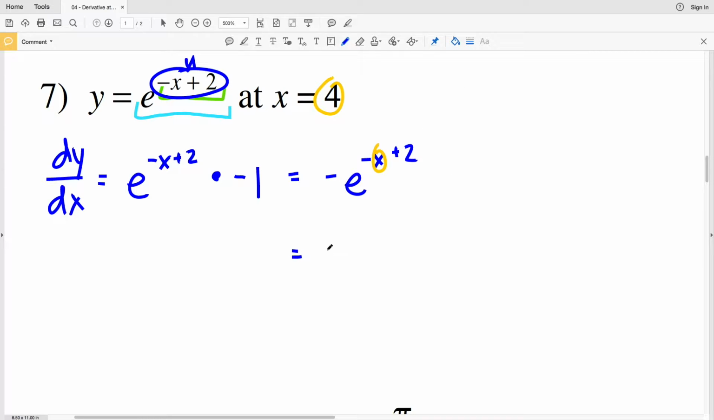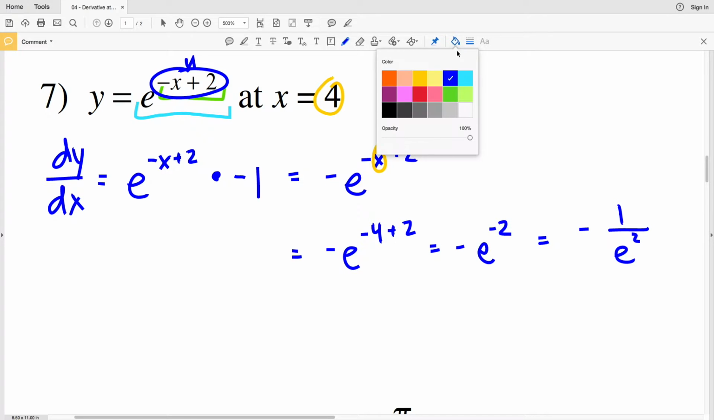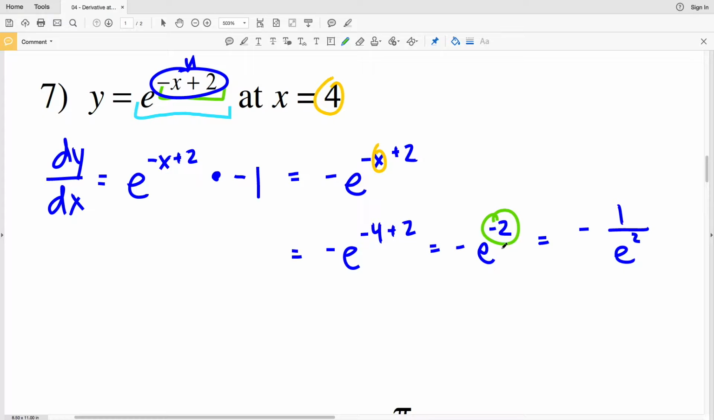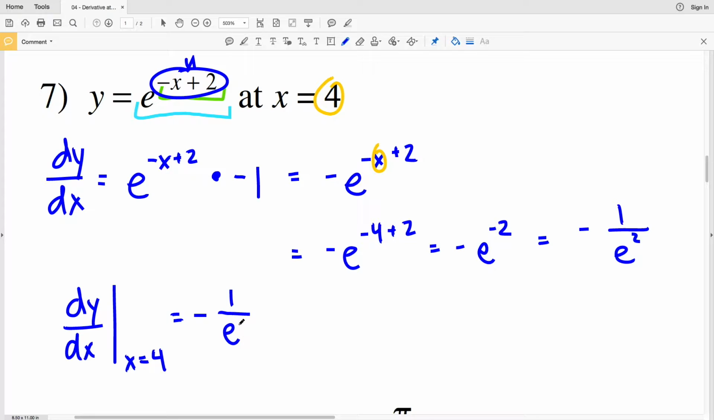Plugging in our value of 4 for x will give us negative e to the negative 4 plus 2, which equals negative e to the negative 2, which we will write as negative 1 over e to the positive 2. Because remember, when we have a negative exponent, we can write that term in the denominator with a positive exponent. And there we have it. That's our answer in number 7. The derivative of y with respect to x at x equals 4 equals negative 1 over e squared.